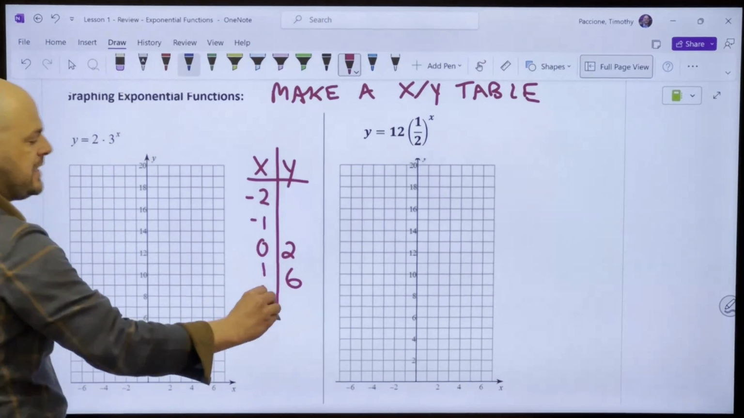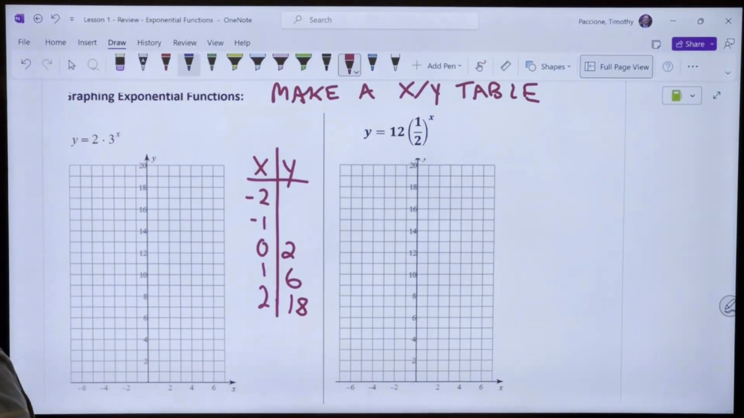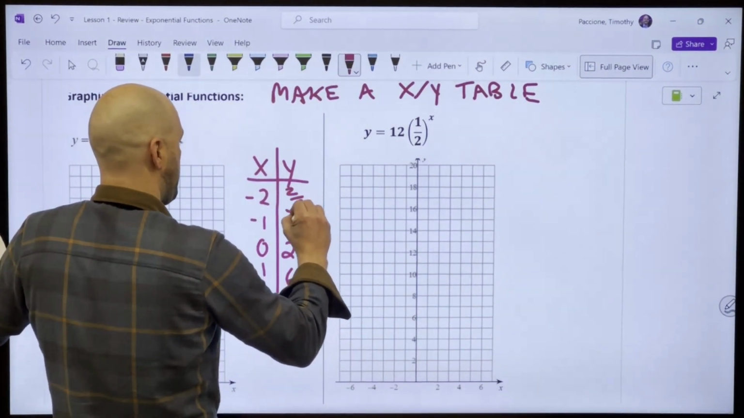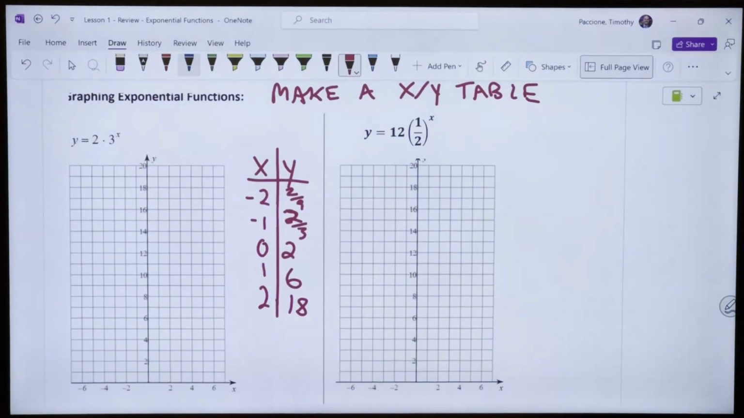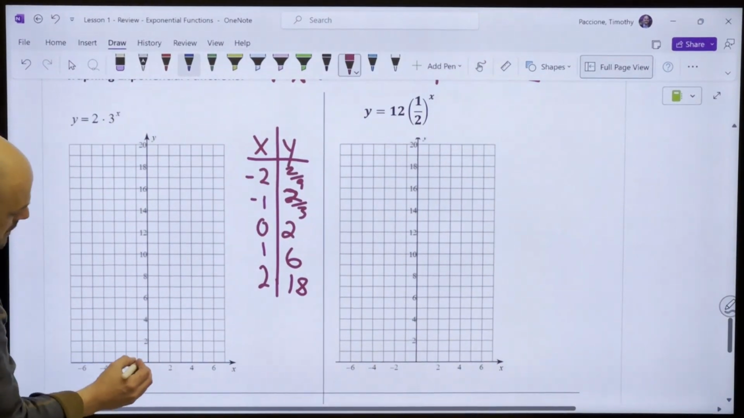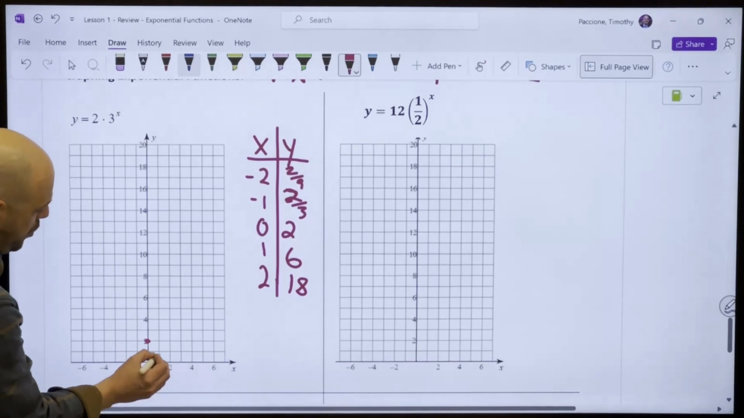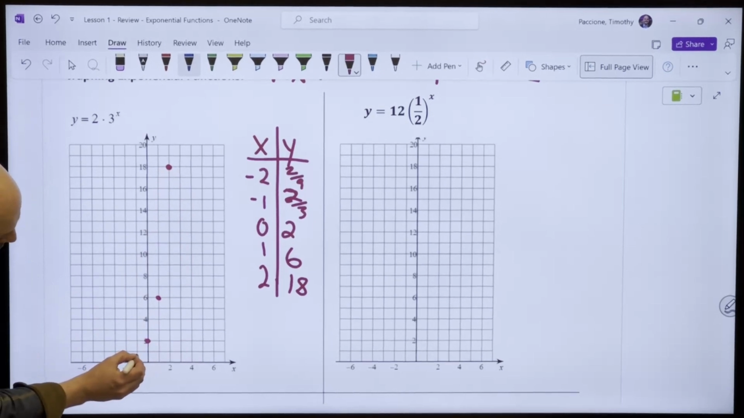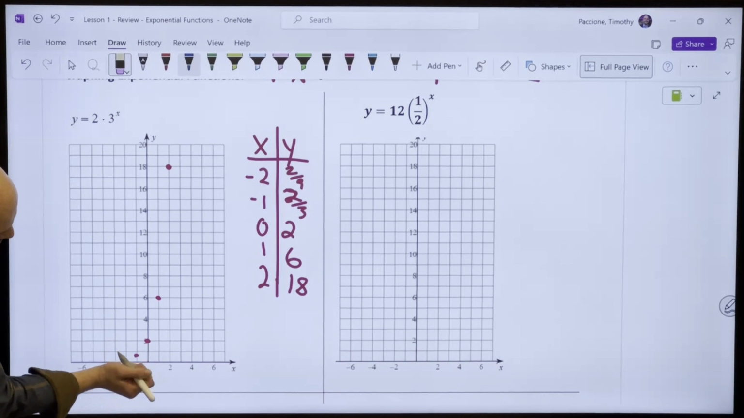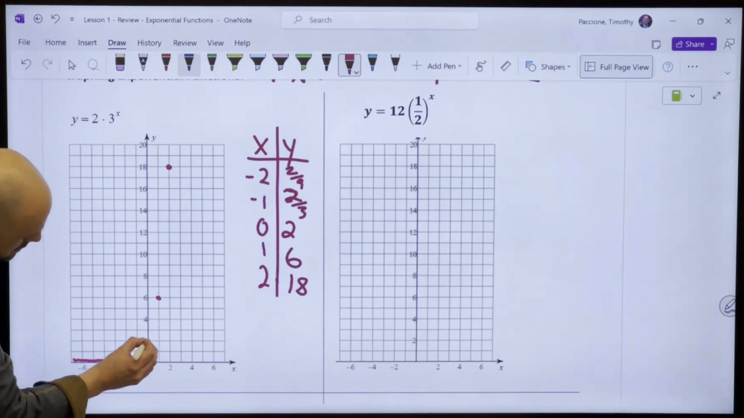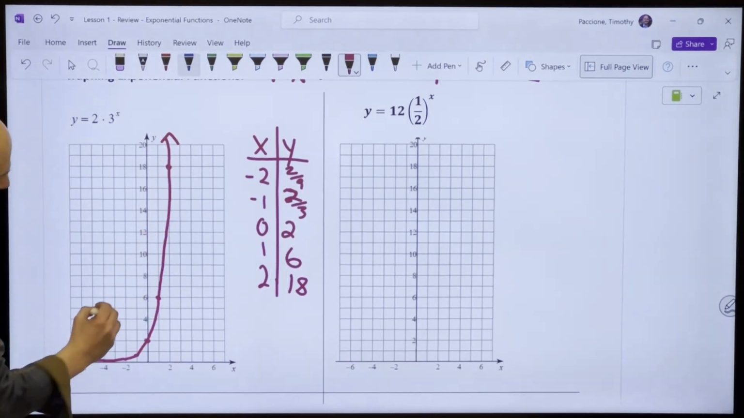6 times 3 is, now what if I wanted to go backwards? 2/3. 2/9. Right? And I just filled it in the table. I didn't have to plug anything in. Okay? Well, the fractions we kind of want to just know to estimate, right? So I have 0, 2, 1, 6, 2, 18, and then backwards I got 2/3, about there, 2/9, about there. It just kind of gives me a little reference point. So now I go like this, and I have graphed.